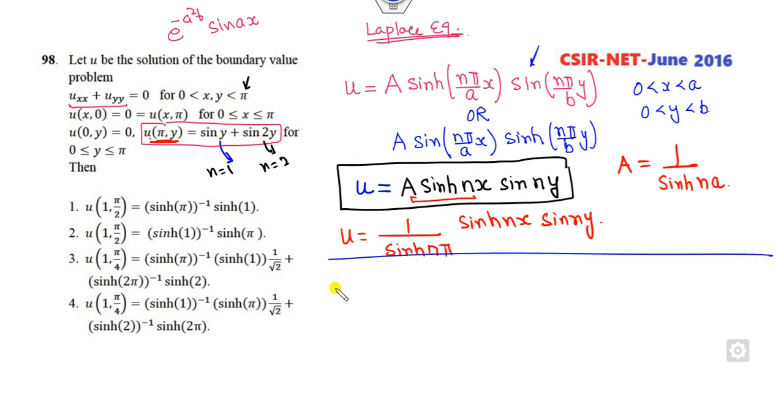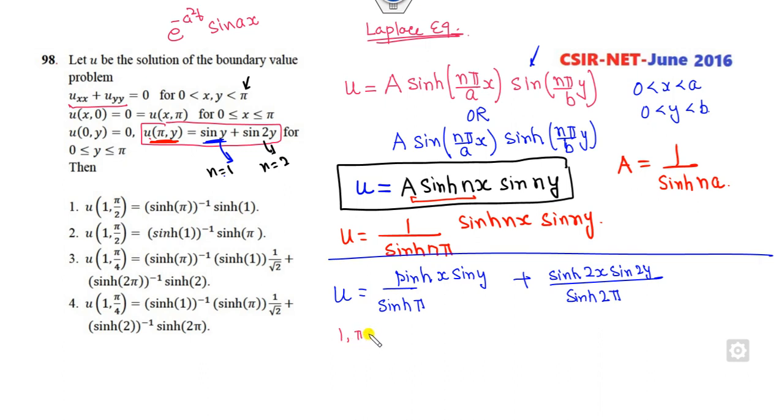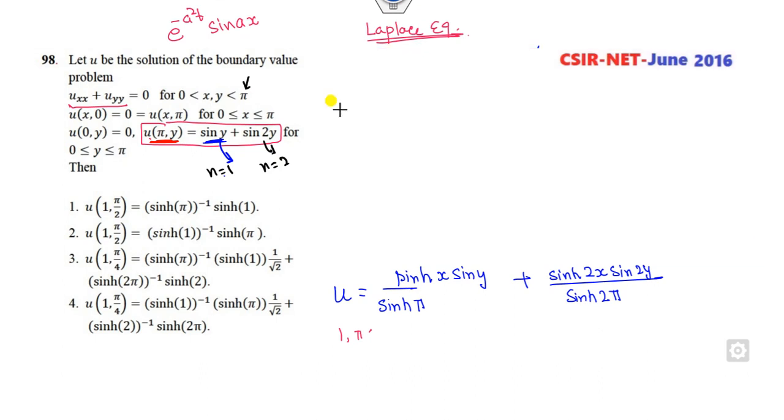Now according to the question, what is the solution? Firstly we write here, in this case n is 1, so my solution will be sine hyperbolic x sine y divided by sine hyperbolic pi, plus for n equal to 2, sine hyperbolic 2x sine of 2y divided by sine hyperbolic of 2 pi. Now look at the options, 1 comma pi by 2. I can clear this screen for you because we got a solution here. Now I can write for you here 1 comma pi by 2.